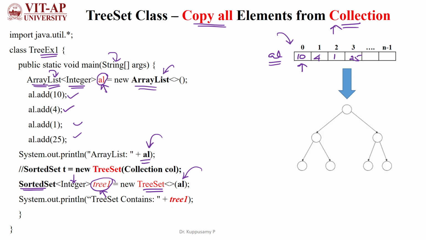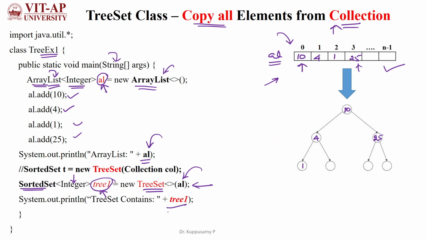Once you copy this, you see the elements which are available in the array list are automatically copied into the tree structure. Okay, 10 will be passed here, and 4 is less than 10, then 1 is less than 4, then 25 is greater than 10. So based upon the binary tree data structure, one collection's elements are copied into another collection.